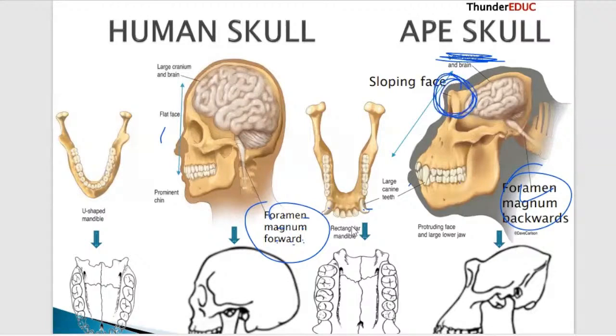And what is this? Brow ridge. This is what is called the brow ridge. Pronounced brow ridge. While here, the brow ridge is not pronounced.